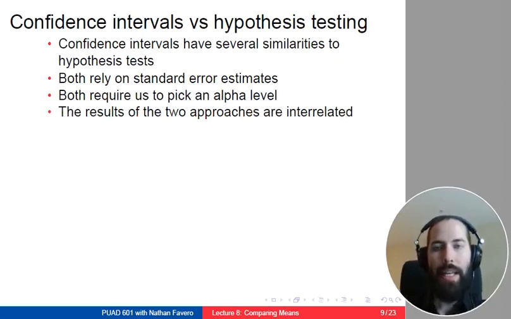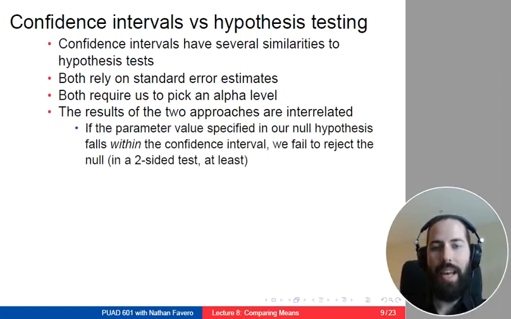Another similarity is that the results of the two approaches are actually interrelated. There's a way that we can use a confidence interval to conduct a hypothesis test, at least when we're doing a two-sided hypothesis test. If we have a one-sided hypothesis test, this simple approach doesn't necessarily work. But with a two-sided alternative hypothesis, we can figure out what the results from the hypothesis test would be just by looking at our confidence interval and seeing whether or not the value specified in our null hypothesis falls within the confidence interval.